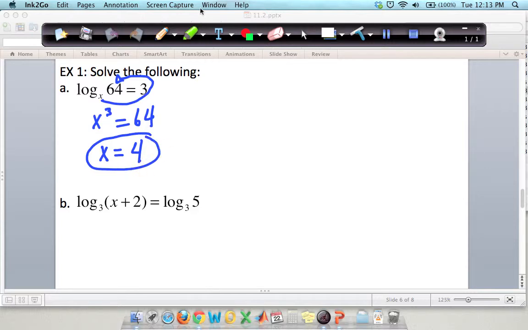This next example is a little bit different. We have log on both sides, and the base is the same. I have base 3 here and base 3 here. The only way the log base 3 of x plus 2 can equal the log base 3 of 5 is if x plus 2 is equal to 5. That's the only way this is possible. So you can basically drop the logs and say the only way this is equal is if x plus 2 equals 5. Then go ahead and solve for x by subtracting 2, and you get x equals 3.